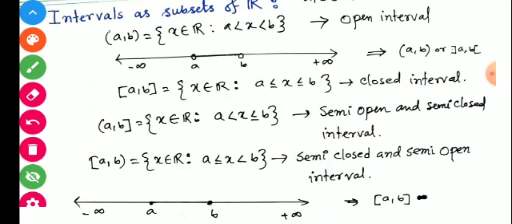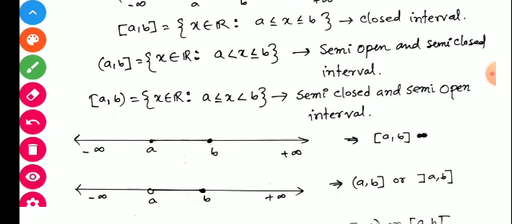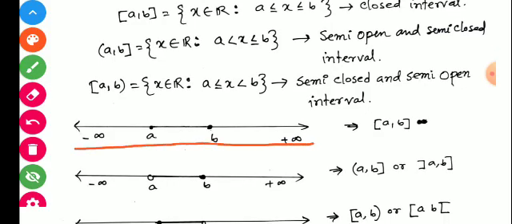Now next we will see semi-closed and semi-open intervals. Here a is closed and b is open. This is the set of x, where x belongs to the real numbers, such that x is greater than or equal to a and less than b. If you draw the figure of this semi-closed, semi-open interval, it will be like this.